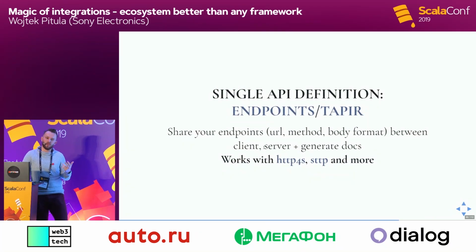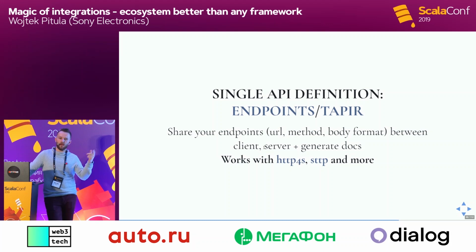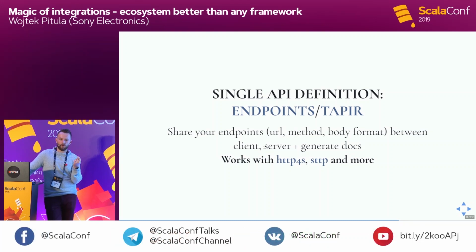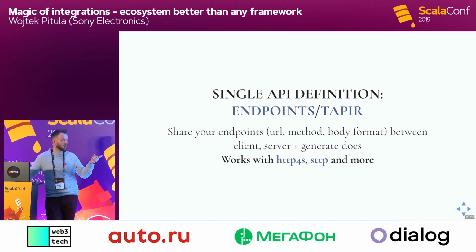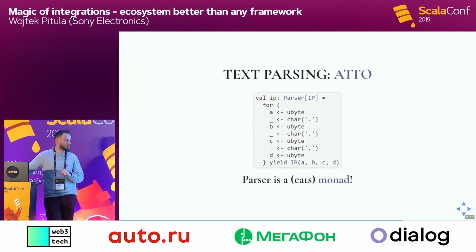Probably you have seen that we have some duplication between the client and the server when it comes to the endpoint definition. On both sides, you have to specify paths, methods, body formats, and so on. If you want to get rid of this duplication, you can use either endpoints or Tapir. Adam was also talking about Tapir in the morning. Both of those libraries are fine with HTTP4S and STTP.